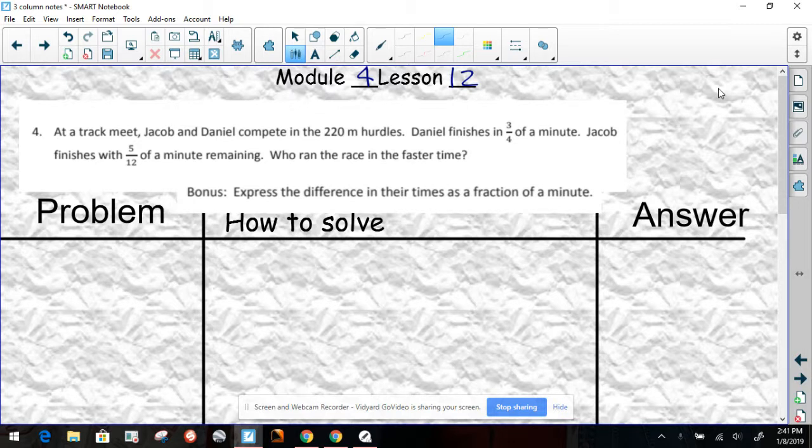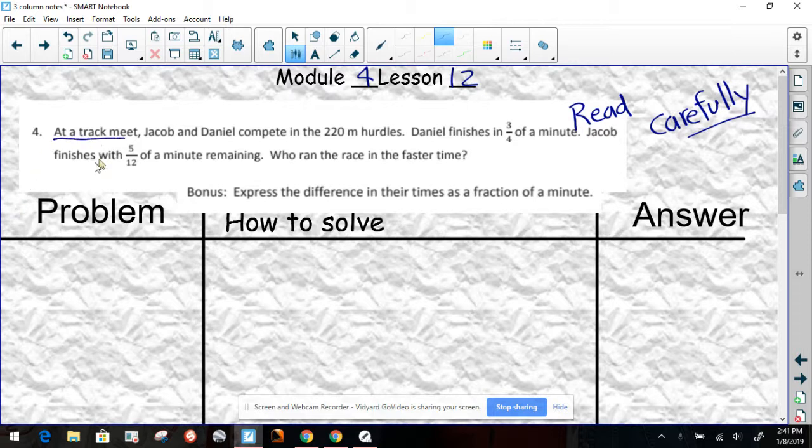Now this time we have a different kind of word problem. On this problem, it's always good to read carefully. Let me write this down. Read carefully. Let's read carefully.